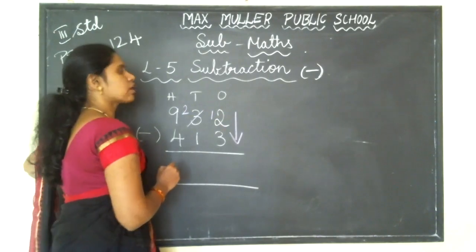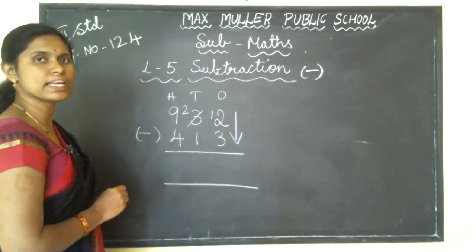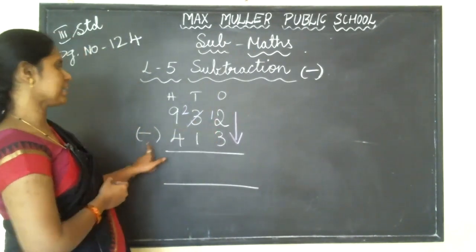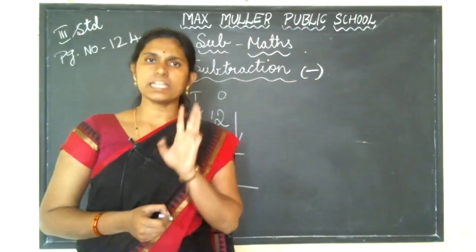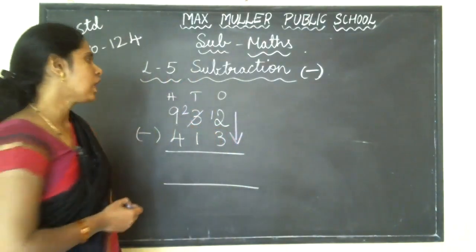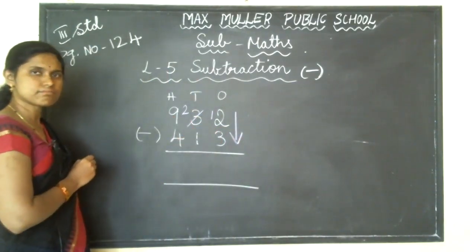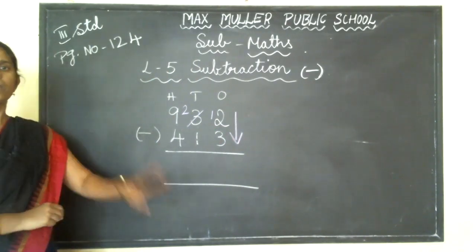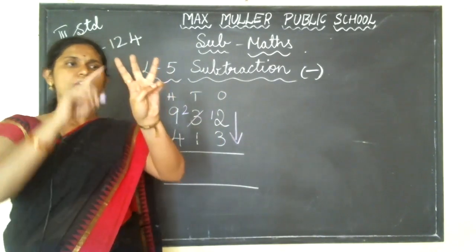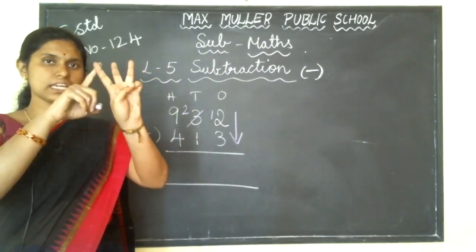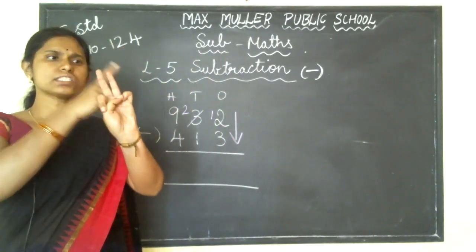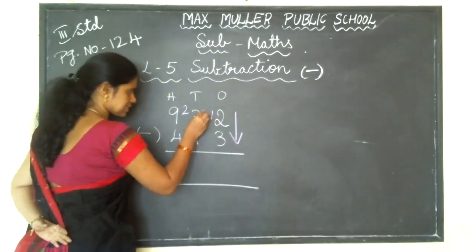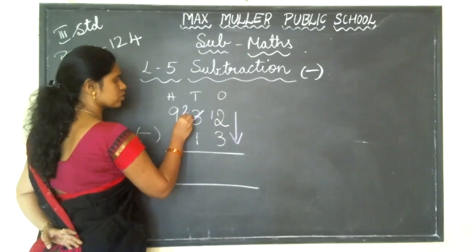You have to start from the ones place. In the ones place, what is the number they have given? 2 minus 3. From 2, can I minus 3? No. So what will I do? I will go to the tens place. In the tens place, what is the number they have given? They have given 3. From 3, I will minus 1. So how much is remaining with me? 2 is remaining. I will cancel this one and write this 2 here.